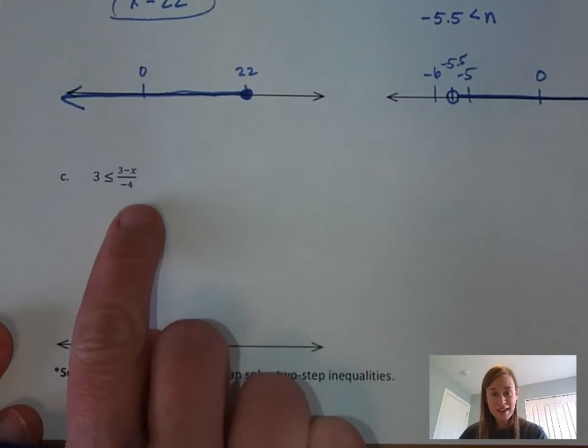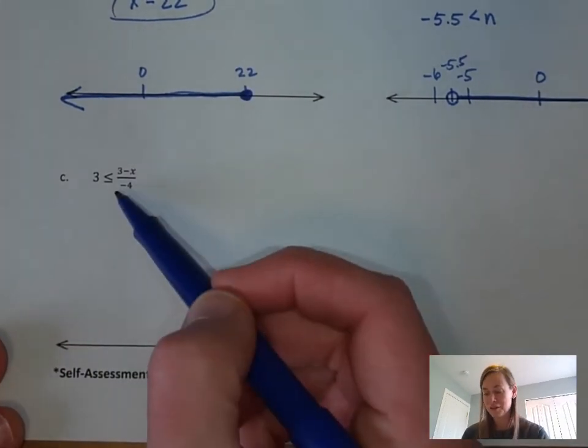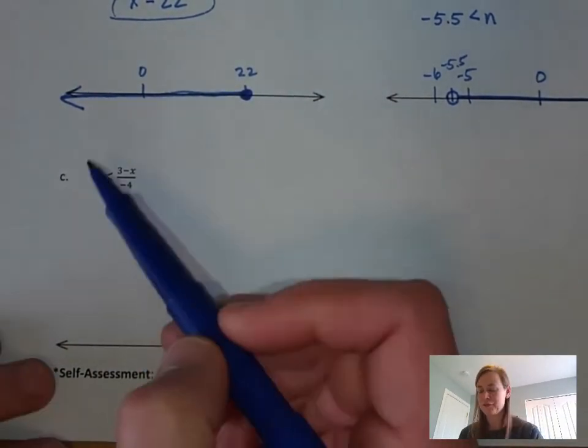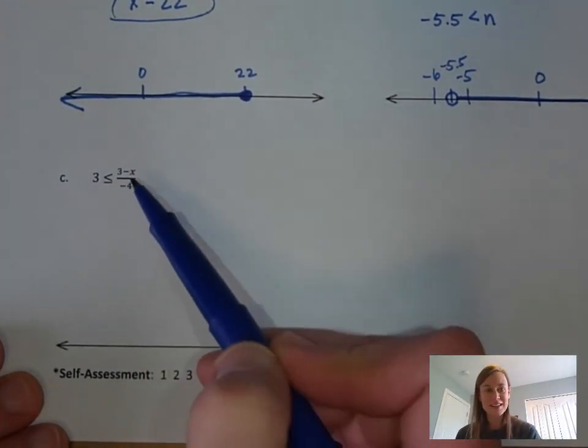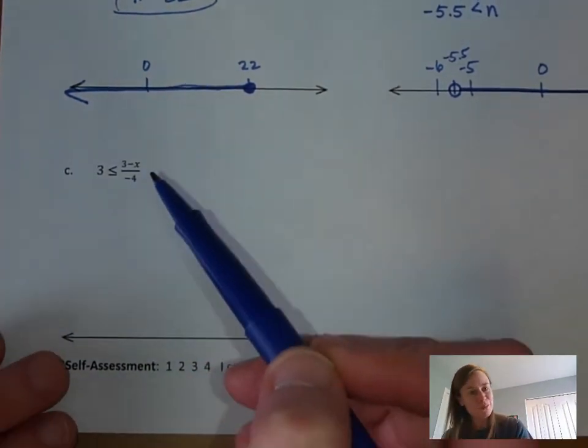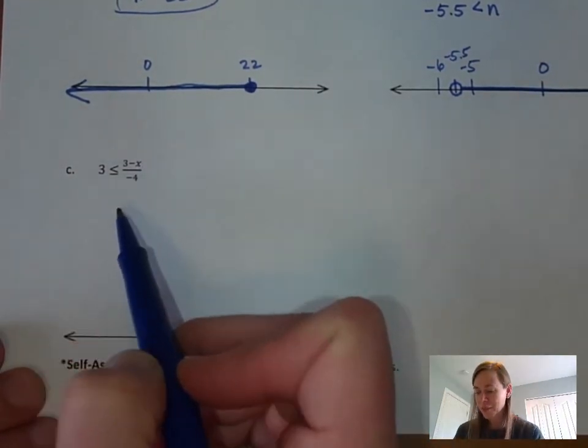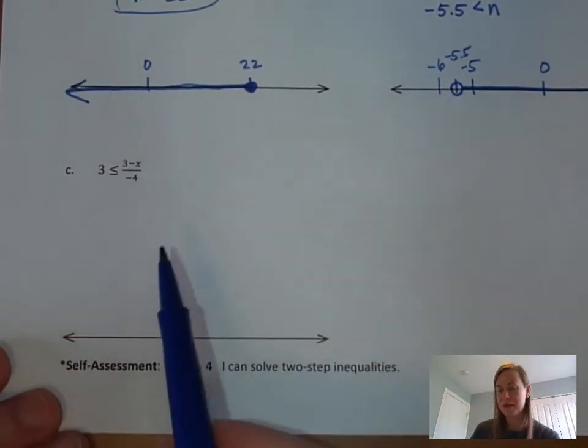And when you have that, you always have to get rid of that denominator first. Let's read the problem first. 3 is less than or equal to 3 minus x over negative 4. When you have a problem like this, you always want to get rid of that denominator first, just like I said.